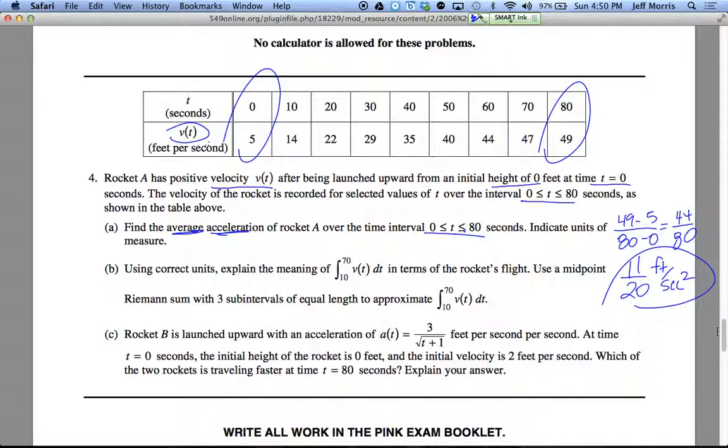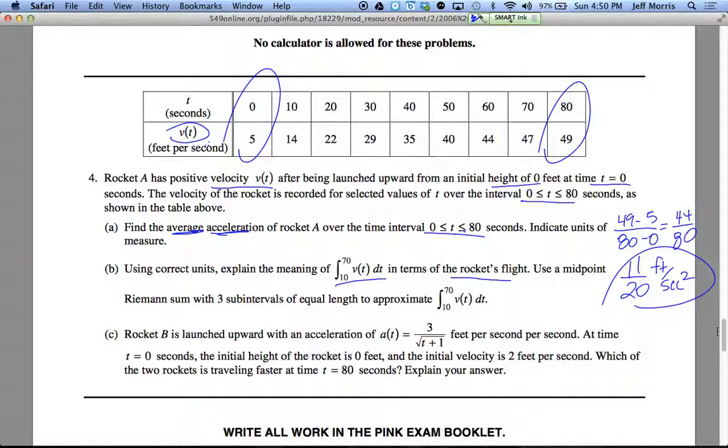Explain the meaning of the integral from 10 to 70 of v of t dt. This is antiderivative. Now we're going up, which gets you back to position. And we know this really calculates what? Area under the curve, which is what, though? What does it mean? How far the rocket travels. Yep, how far the rocket travels.